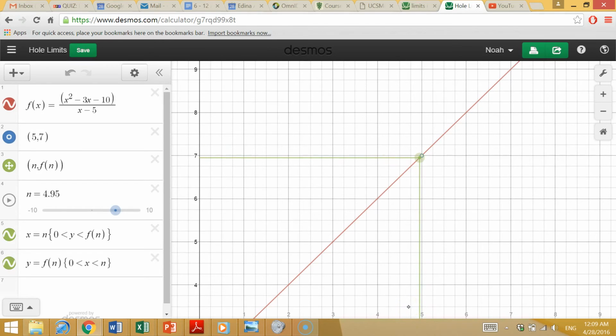So functions are all about what's happening near this x value. So the closer I get to 5, the closer the y values get to 7. Even though it's undefined right at 5, it looks like that limit should be 7. Now how can we prove that algebraically?